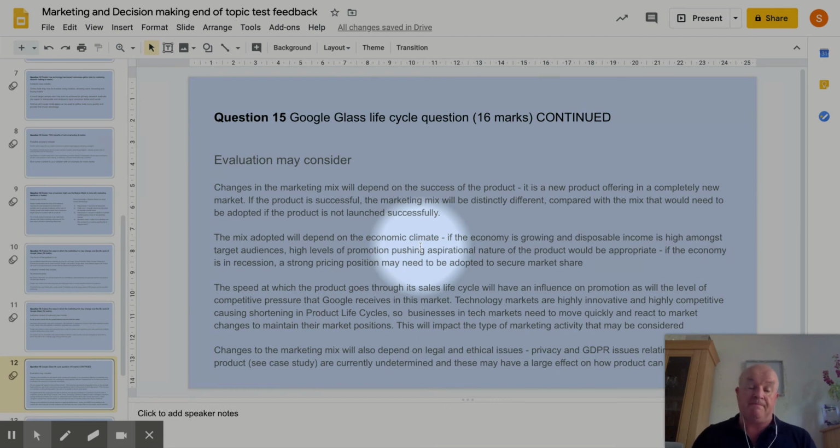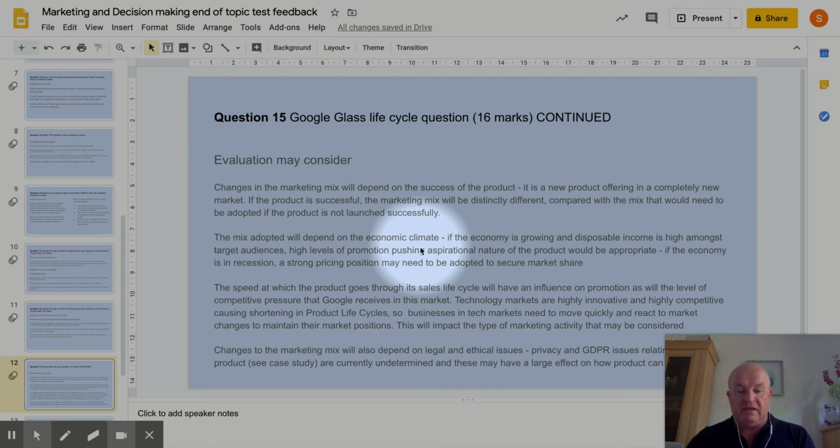So we've looked at the product life cycle. We've looked at the marketing mix and the way those two combine and how they change, how the marketing mix changes over time for, in this case, Google Glass. Now, one of the key things to do, when you're talking about what we just talked about on those last two slides, is give examples from the case study to demonstrate your point, okay?